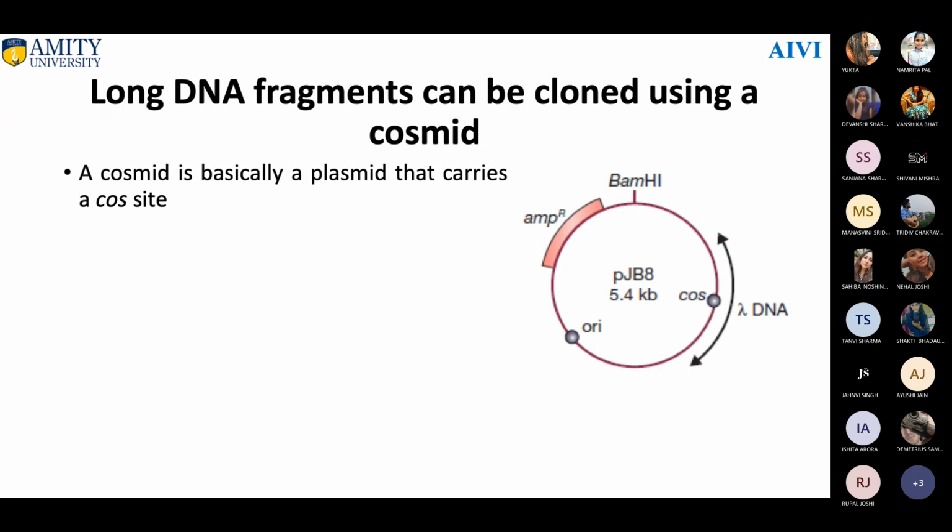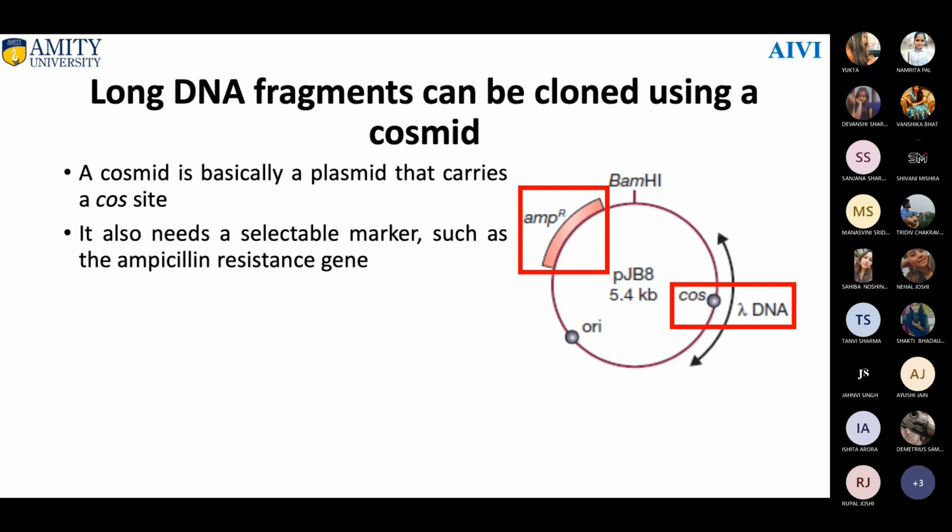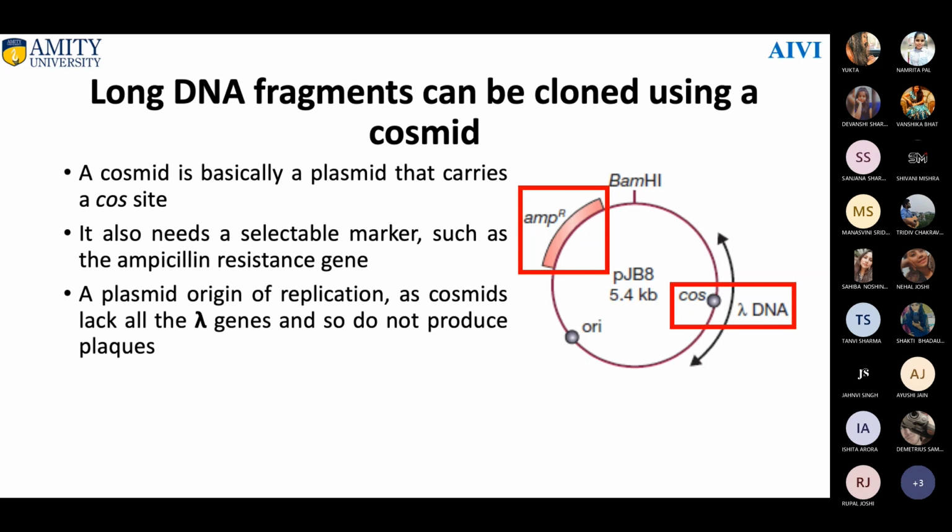So a cosmid is basically a plasmid that carries a cos site. This is the only thing you can say: in pUC18, you introduce the cos site, then it is going to become a cosmid. This is the cos site that you have incorporated. It also needs a selectable marker, ampicillin. So all the plasmid vector properties are there in it, and the plasmid origin of replication is there.